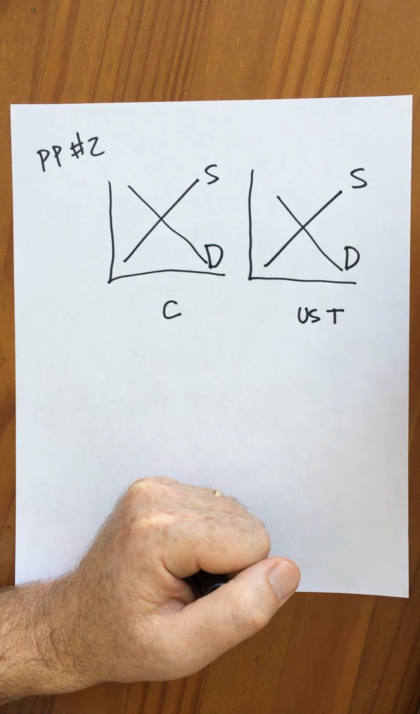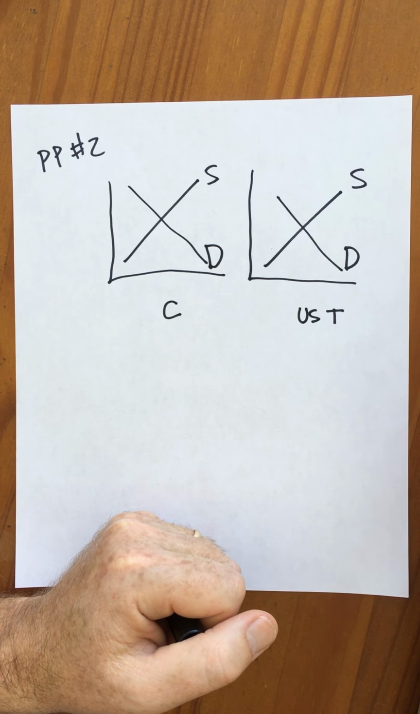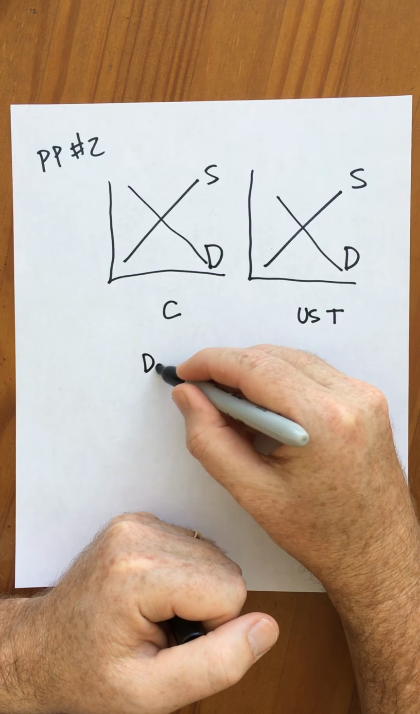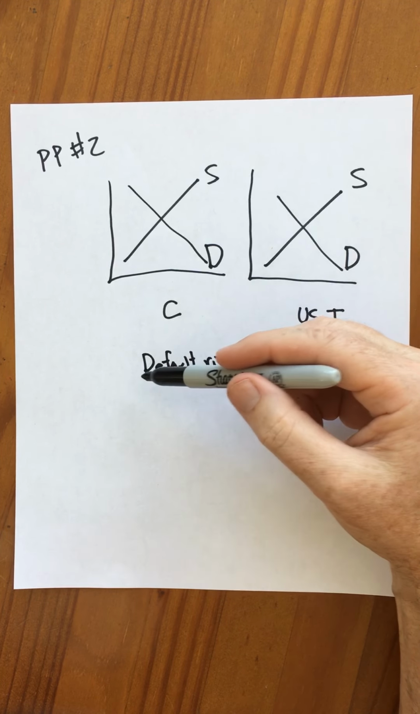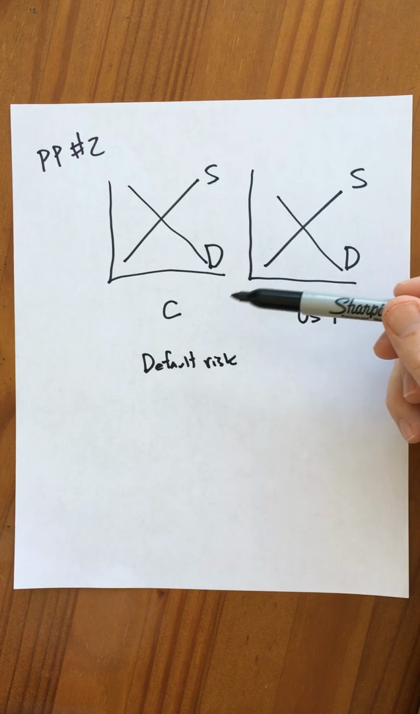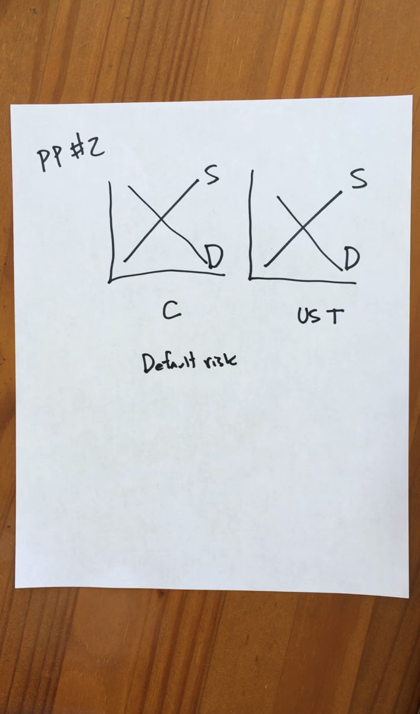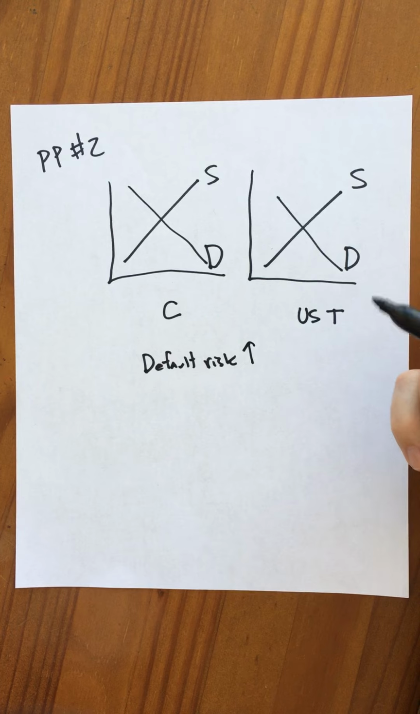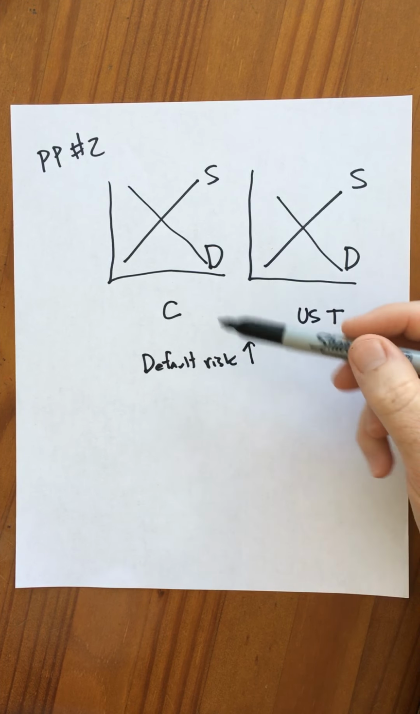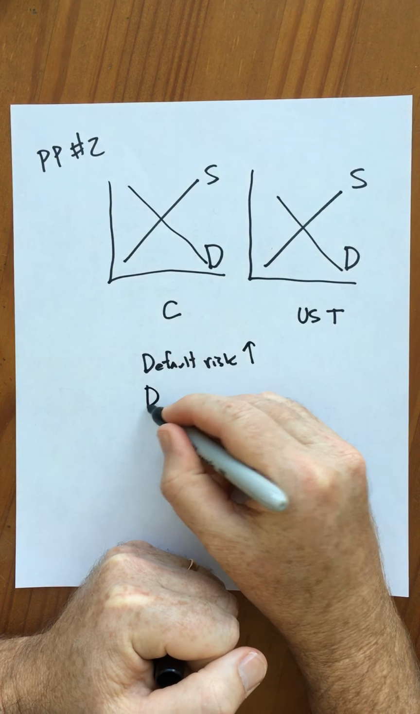And then you have a starting point where you have demand and supply, something like this in each market. In this case, it's saying, suppose there's an increase in default risk for the corporate bonds relative to treasury bonds. So the idea is default risk is a bad thing for the bonds. It's an indication that there's a higher chance the issuer of the bonds won't actually make the promised bond payments.